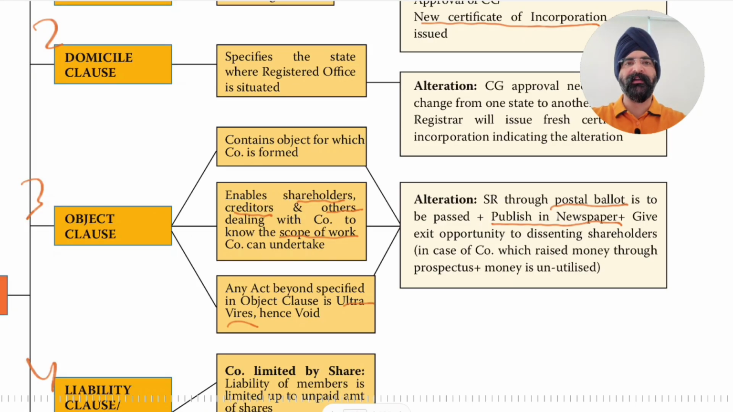because if objects are getting altered, then we do not know who can get affected. So the general public needs to be made aware and it is published in newspaper. Plus, give exit opportunity to dissenting shareholders in case of company that raised money through prospectus and money is unutilized. Money was raised and there is a certain portion. After raising money, we report utilization of funds, and if there is some unutilized portion and shareholders dissent on this point of change of objects, then exit opportunity is to be given, meaning they have to be repaid.